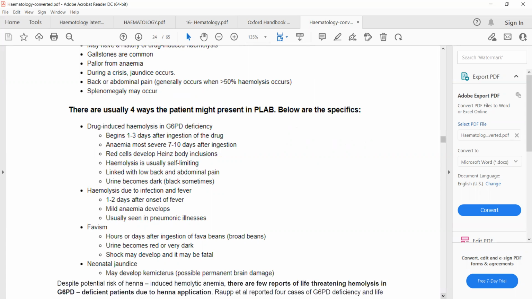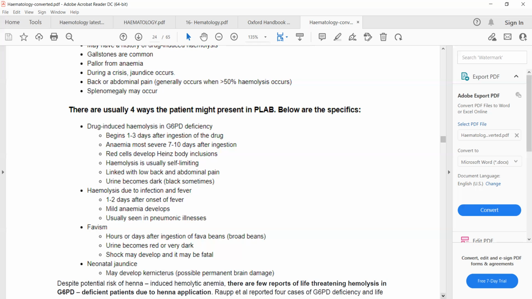In case of drug-induced hemolysis, you will see Heinz bodies and bite cells on peripheral smear. I will show you the diagram of Heinz bodies and bite cells shortly. For now, just remember that in drug-induced hemolysis in G6PD deficiency, there will be bite cells or Heinz bodies on peripheral blood smear. So a drug such as primaquine can induce hemolysis in G6PD deficiency.